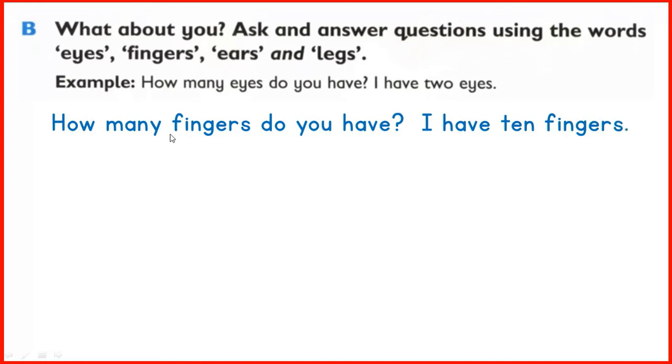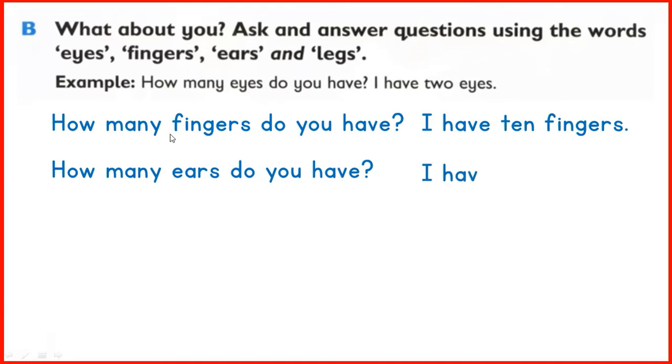Now I'm going to ask about your ears. How many ears do you have? Reply me. You reply me, I have 2 ears, like this.